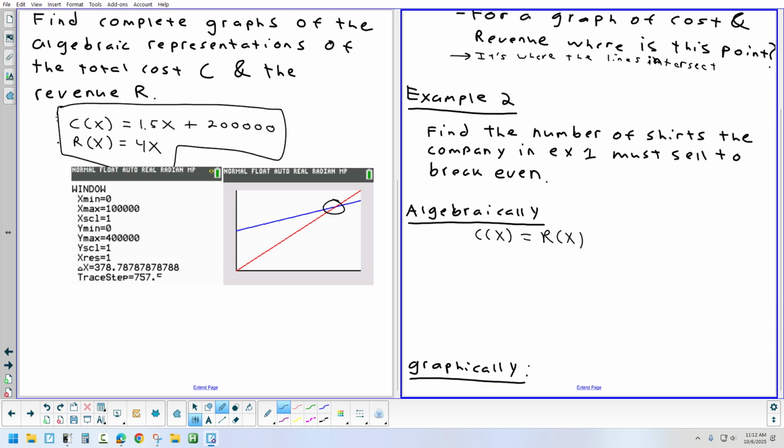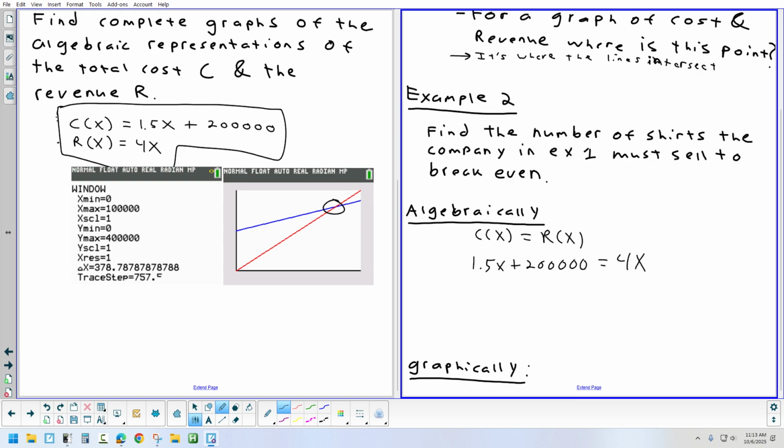Okay, so our costs is 1.5x plus 200,000. And the revenue is 4x. What would be our first step to get x by itself? What is it? Divide by 4.